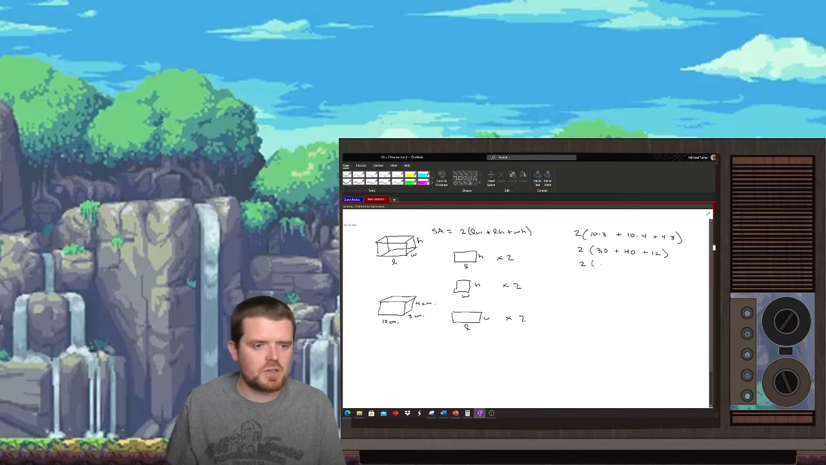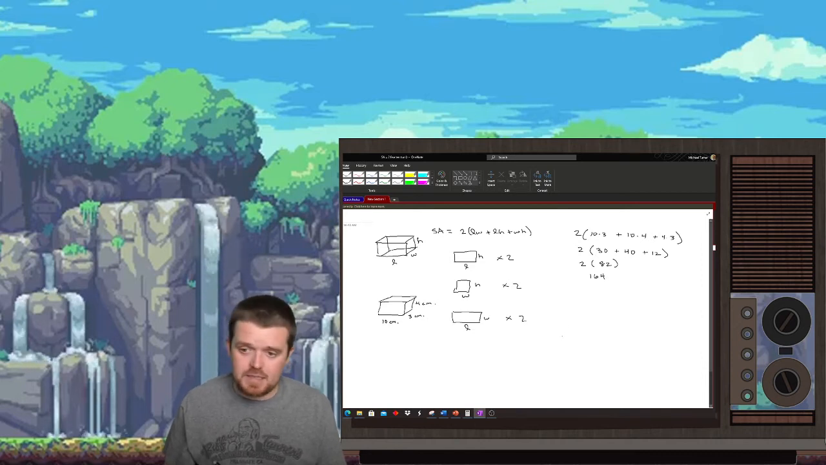Adding those together gives you a total of 82. And then 2 times 82 would give you 164. Okay. So let's say you didn't have access to that formula, and you wanted to use just kind of breaking it down into the shapes that make up the outside, that make up the surface area.